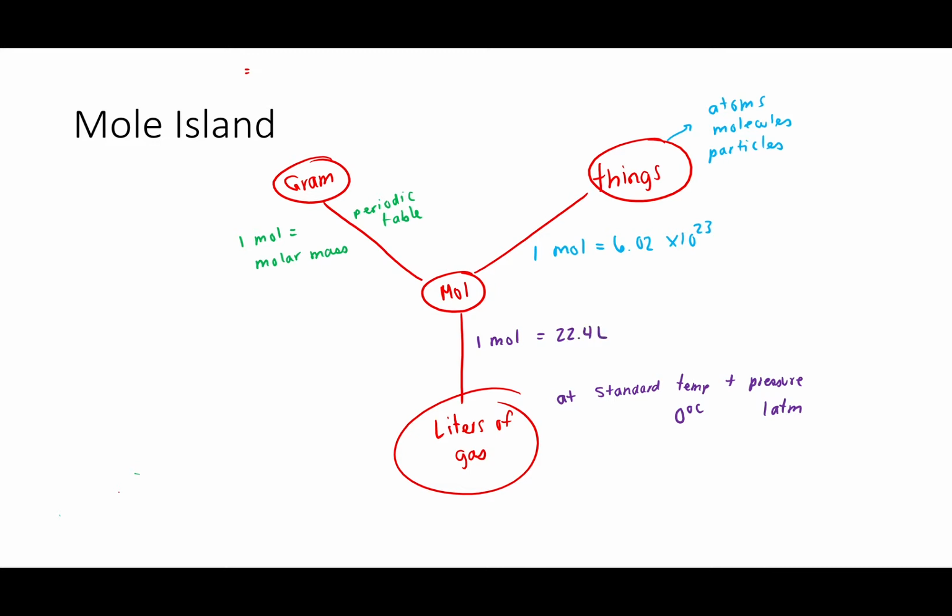Okay, so what I would do now is pause the video and you all copy Mole Island down on a separate sheet of paper, or you can keep it out in front of you and look at it as we're working every problem, because this is what we're using. This is where all of our information is coming from. Okay, I also want to emphasize, if you look at Mole Island before we move forward, every branch has 1 mole equal to something. So that's helping us set up our conversion factors.